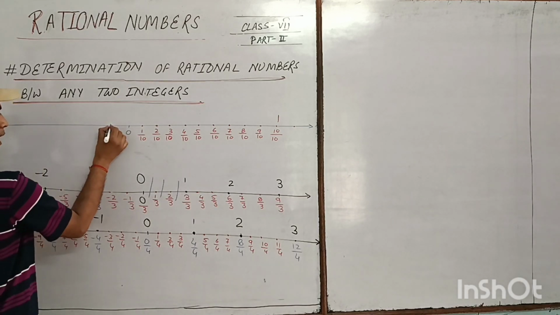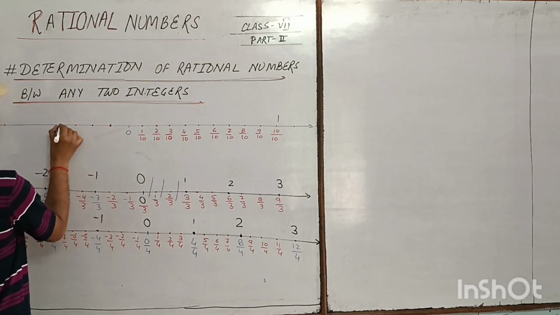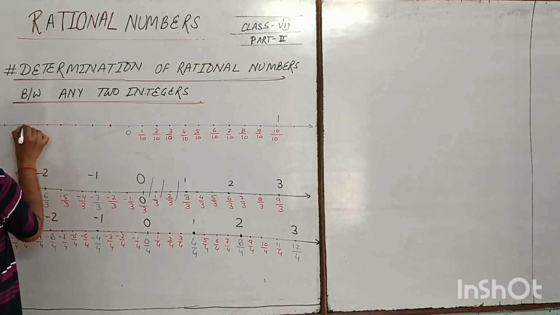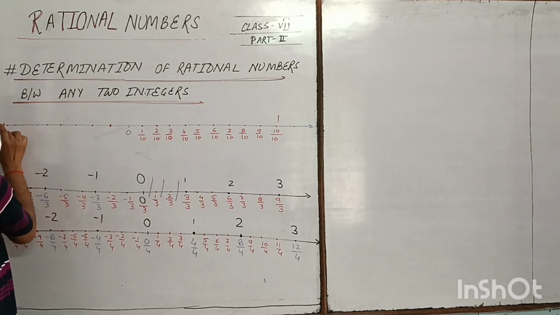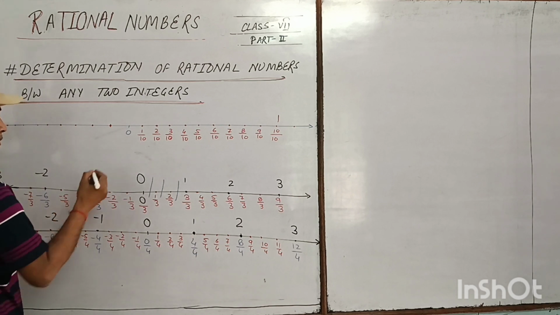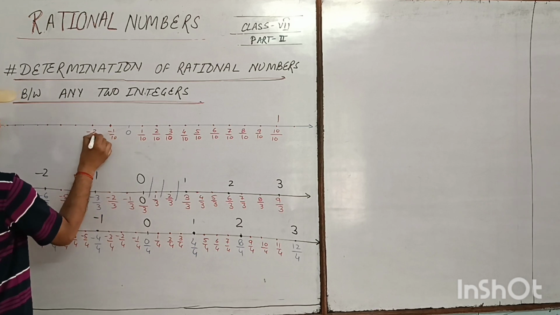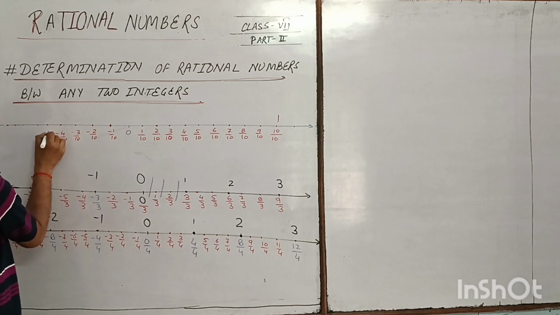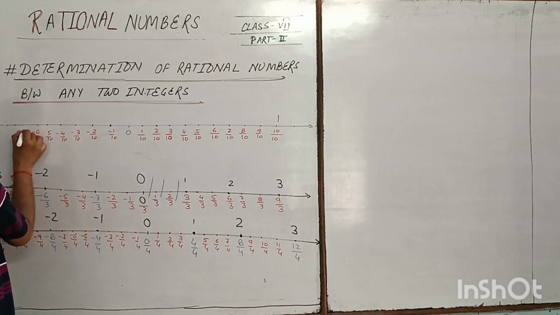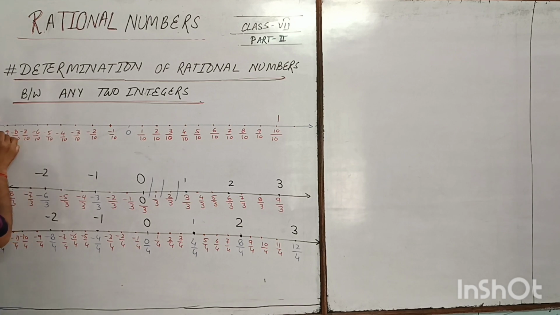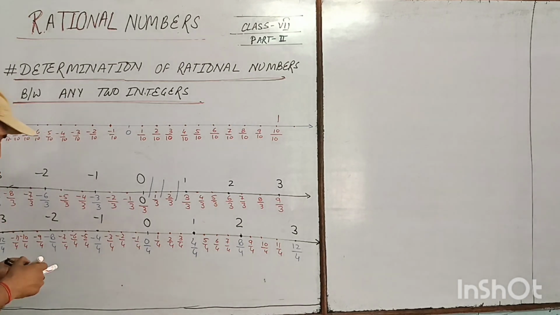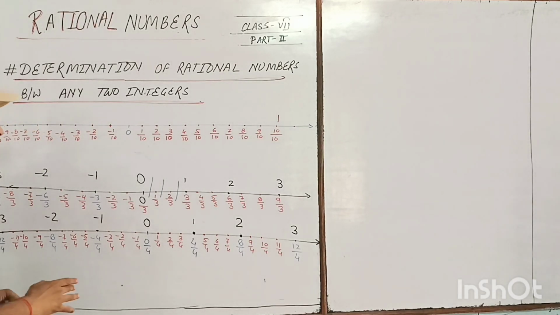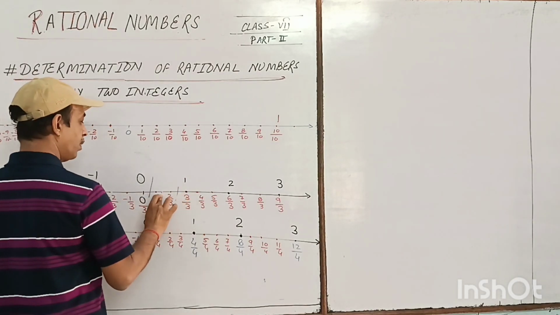The same thing can be done on this side. You see it is minus 1. What can you say here? Minus 1 by 10, minus 2 by 10, minus 3 by 10, minus 4 by 10, minus 5 by 10, minus 6 by 10, minus 7 by 10, minus 8 by 10, minus 9 by 10, minus 10 by 10. Fine. That means here what can you say?